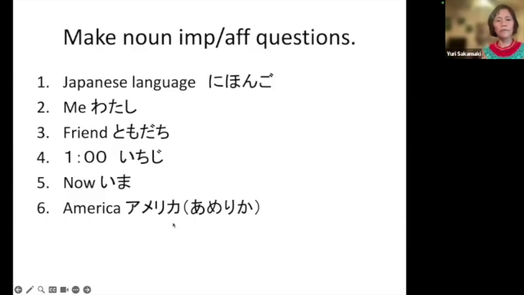I want to know if maybe this country is the US. So the US is アメリカ. So the question would be アメリカですか? And America is a foreign word, so we would typically write that in katakana, but we don't know katakana yet, so I just wrote that in hiragana, but we would not use hiragana.